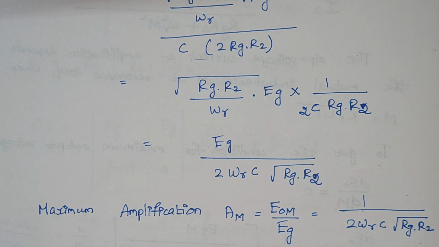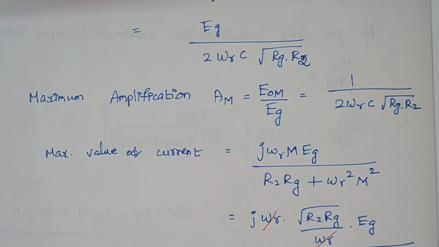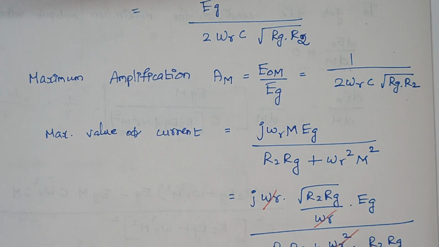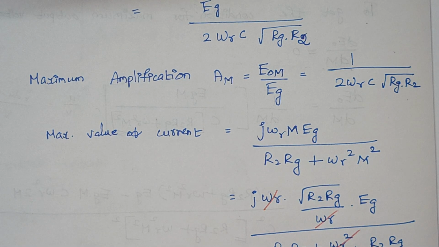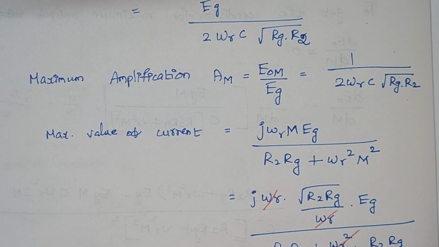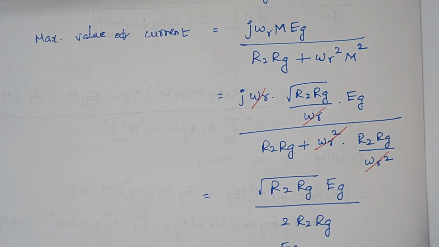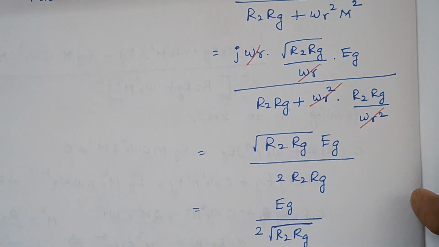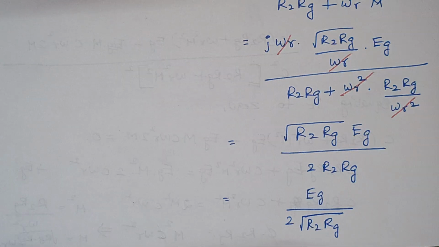And the maximum value of current, again in the place of M we are substituting the value, right? So M is replaced by square root of R2 Rg by omega R, right? So just substitute it, and once you solve here, the maximum value of current is given by this expression, that is Eg by 2 into square root of R2 into Rg, right?